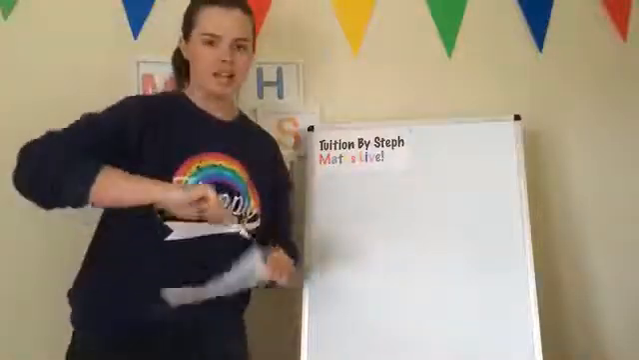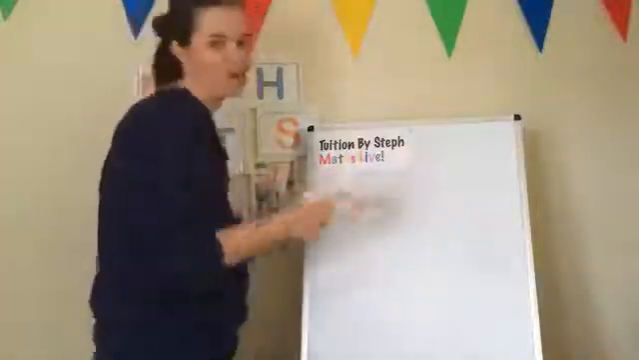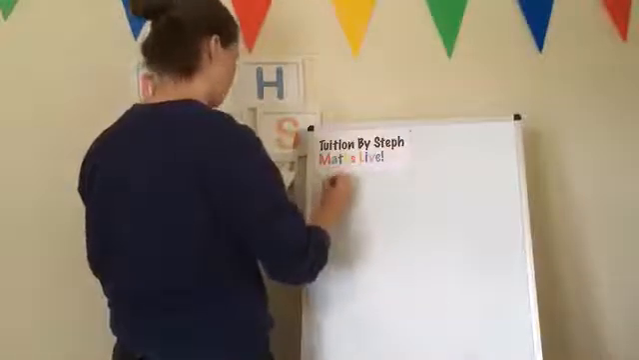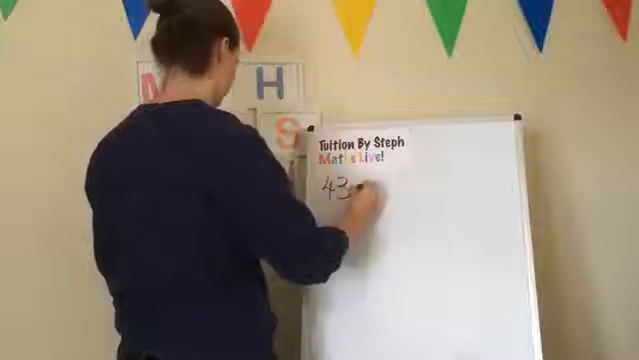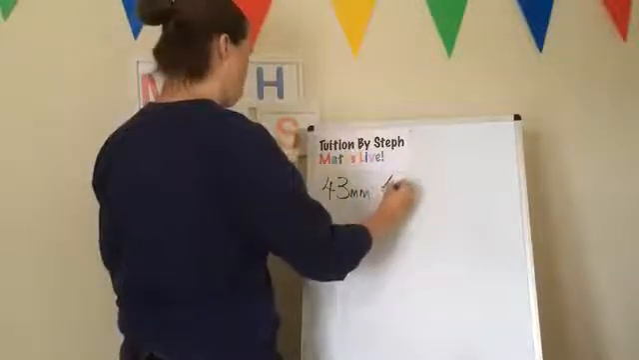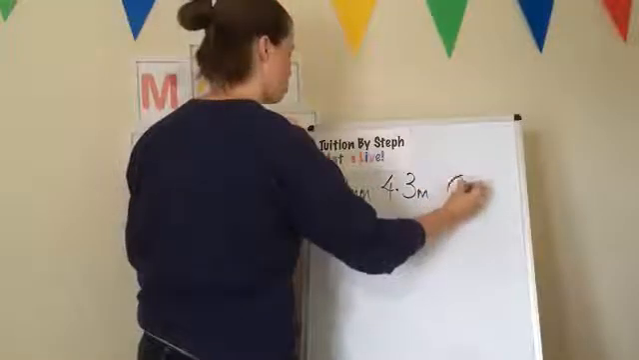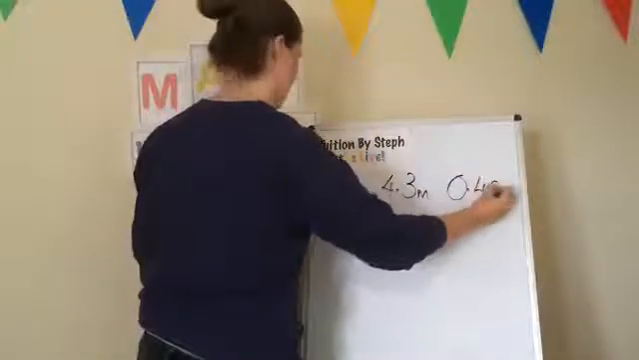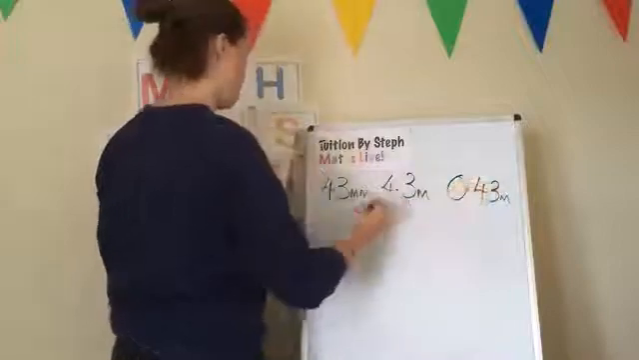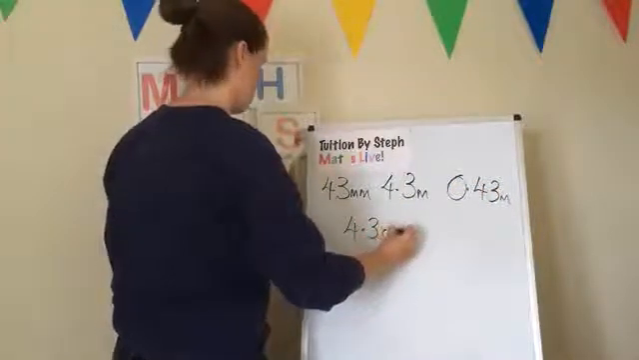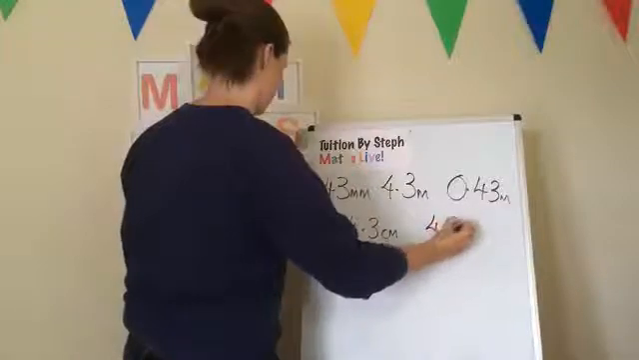Which measurements have the same value? Now then, we only did this recently, so let's see, we did it last week. So 43 millimetres, 4.3 metres, 0.43 metres, 4.3 centimetres, and 4.3 millimetres.